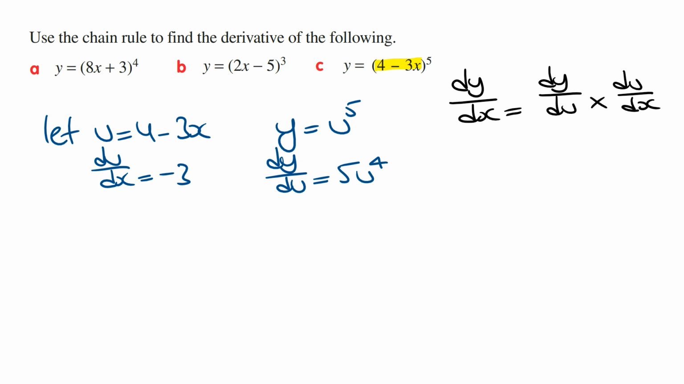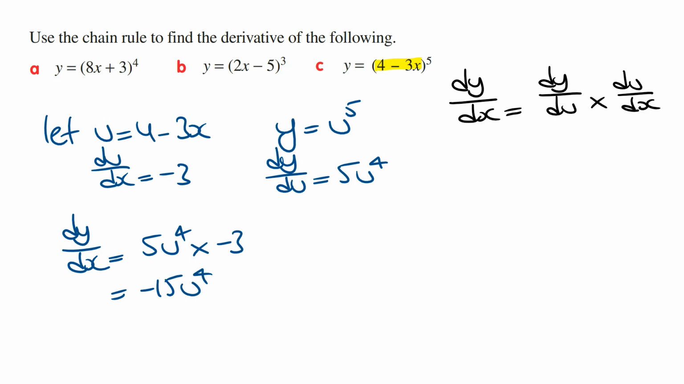And now that we have dy/du and du/dx, we sub this into the chain rule formula to work out dy/dx. And so dy/dx is going to be dy/du, which is 5u^4, times du/dx, which is -3. And so this is going to be -15u^4. And finally, we replace u back as a function of x. And so this is going to be -15 times (4 - 3x)^4.